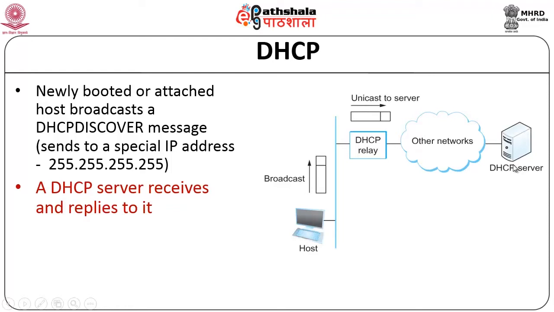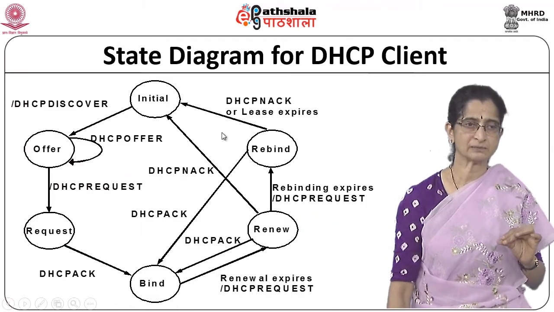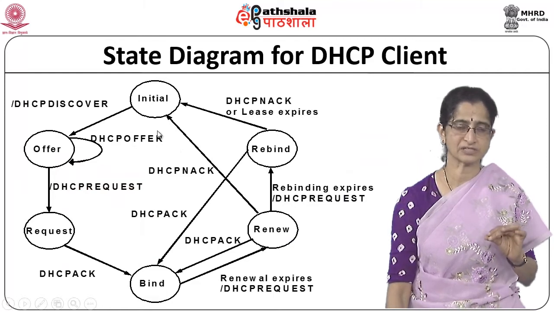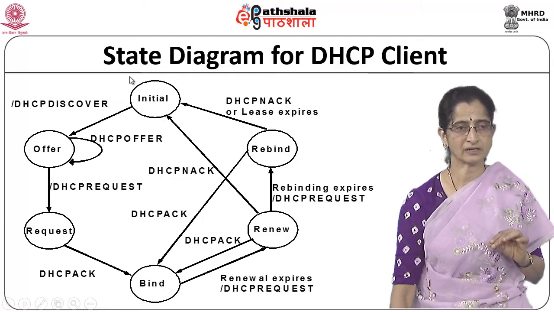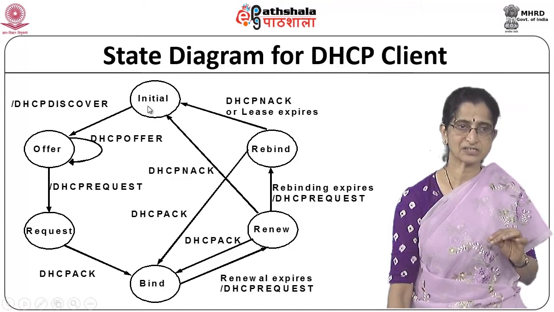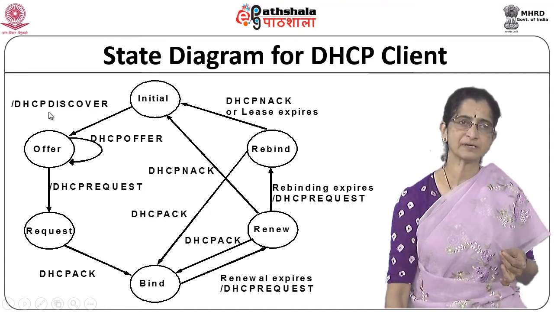When it receives this message, it will send a reply. Either it sends the reply directly to the host, if it is on the host's network, or the DHCP relay receives a reply from the server and sends it to the host. Both of these are possible. Now let's look at the state diagram of how this will take place, on the DHCP client side, which is what we are normally concerned with. In the initial state, where it is not bound to any IP address, when it needs an IP address, it sends out a DHCP discover message.